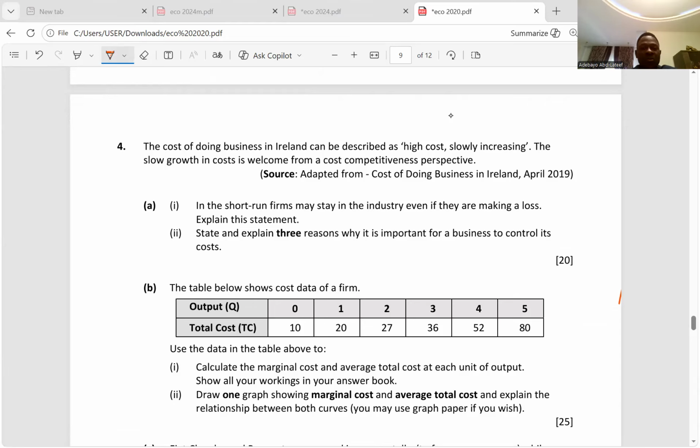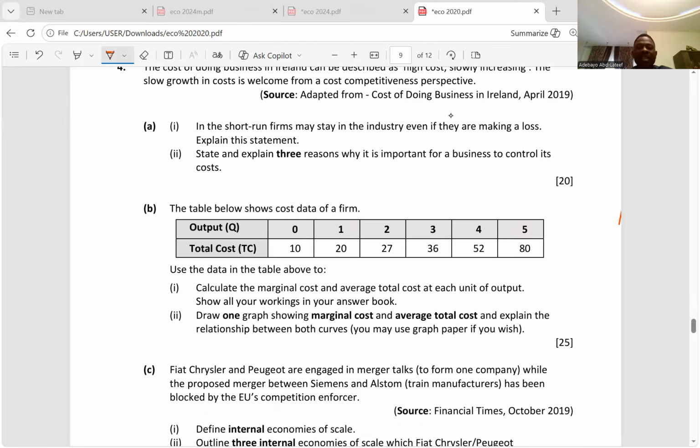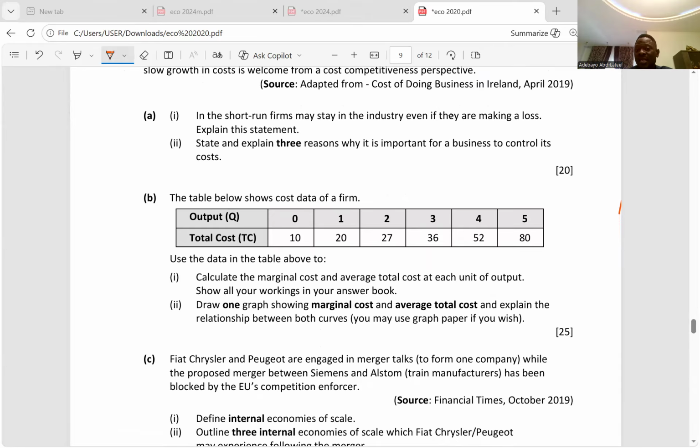The next question, Roman figure 2. State and explain 3 reasons why it is important for a business to control its cost. Why is it important for a business to control its cost? Number 1, it allows the business to generate profit as there is an inverse relationship between profit and cost. If your cost is reducing, your profit is increasing. So that's number 1. Number 2, it could lead to lower prices.